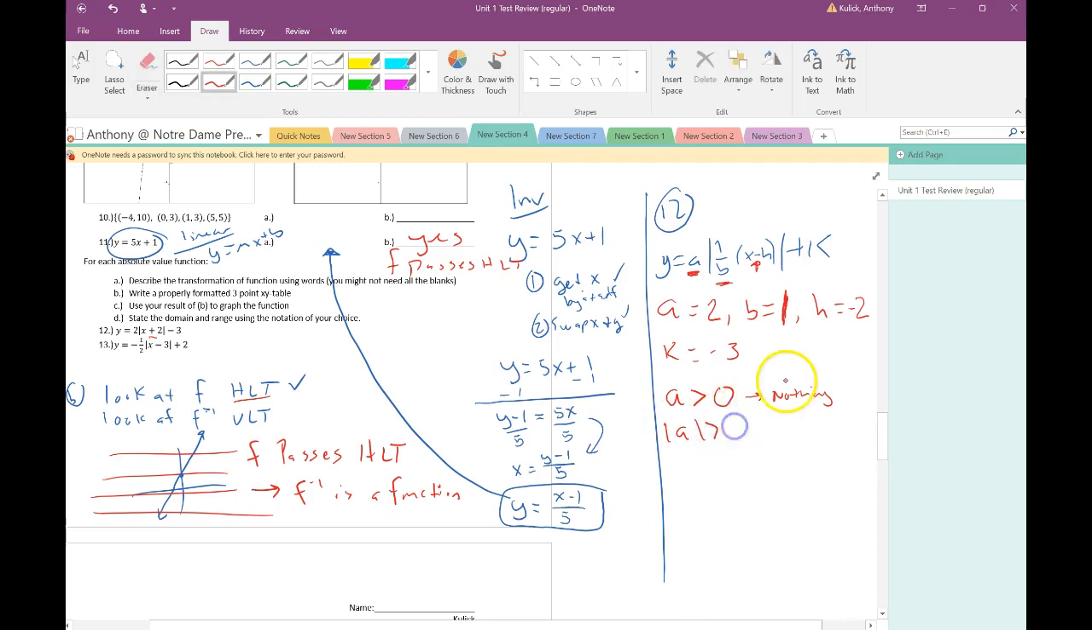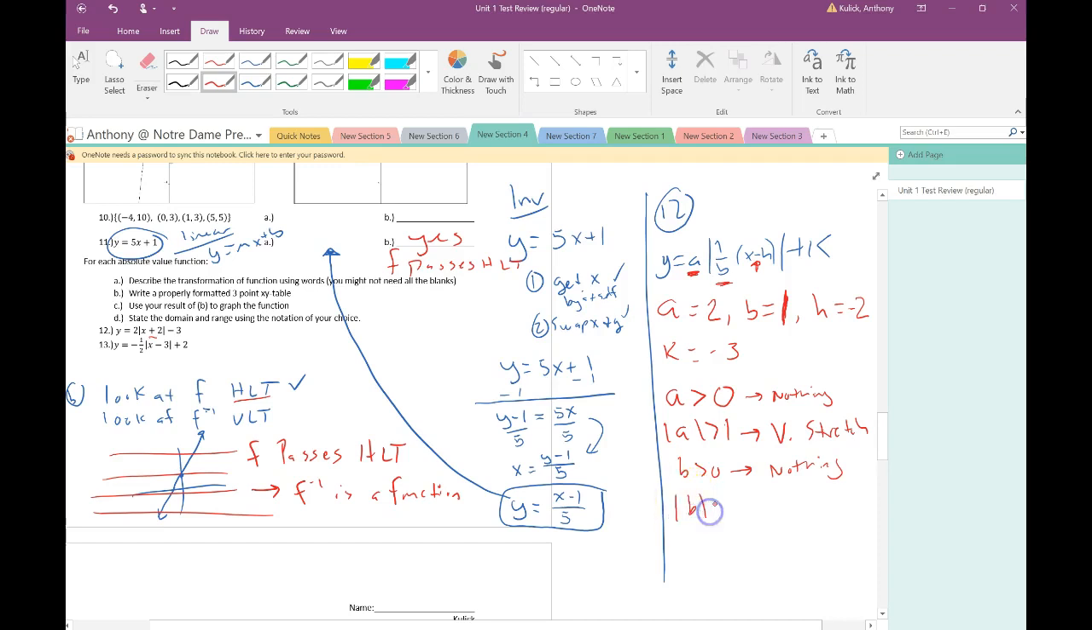Since that magnitude is bigger than 1, we have a vertical stretch. If it was less than 1, you'd have a vertical shrink. And if it was equal to 1, nothing would happen. And then we look at the B value. Since the B value is positive, nothing happens. If it was negative, you'd have a reflection across the y-axis.